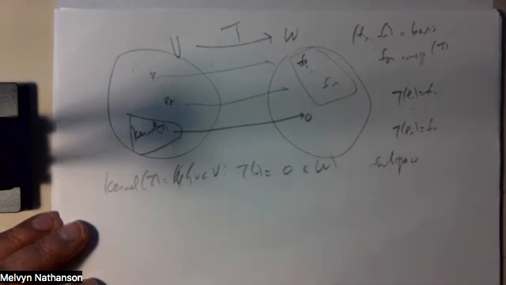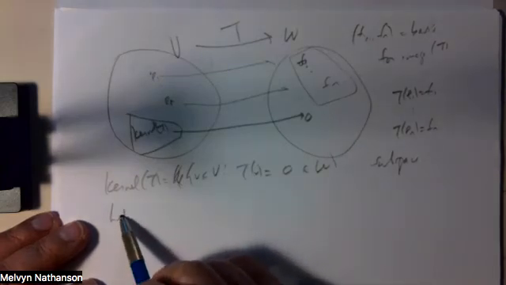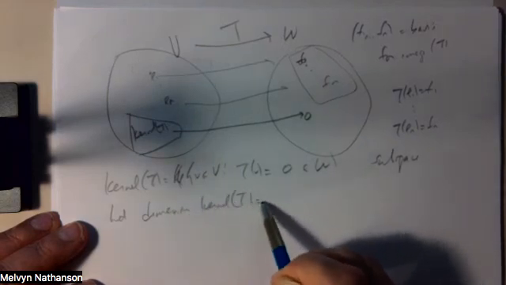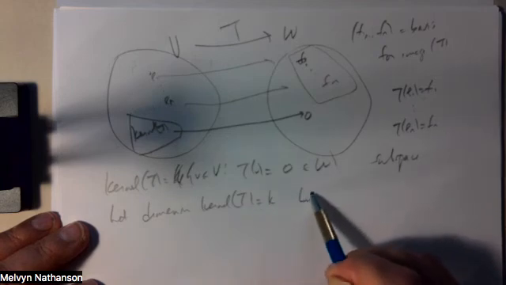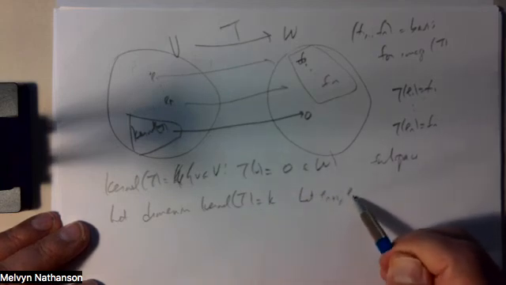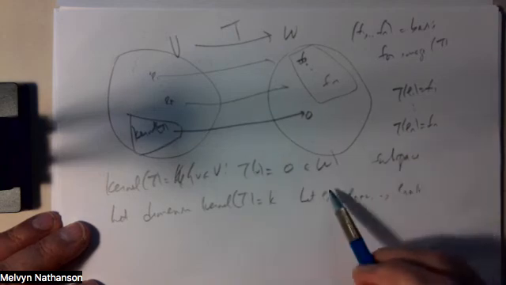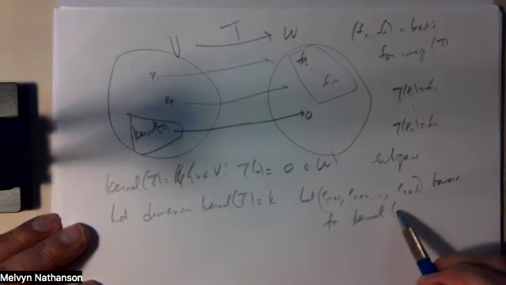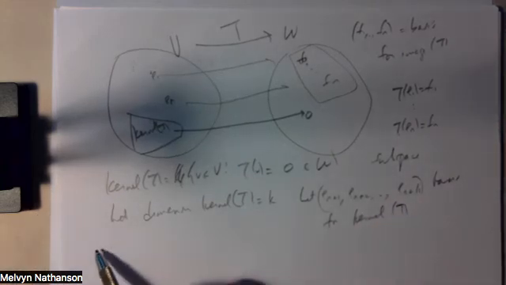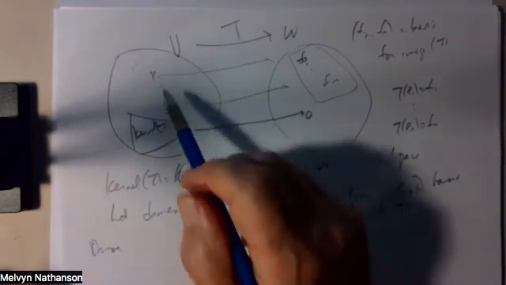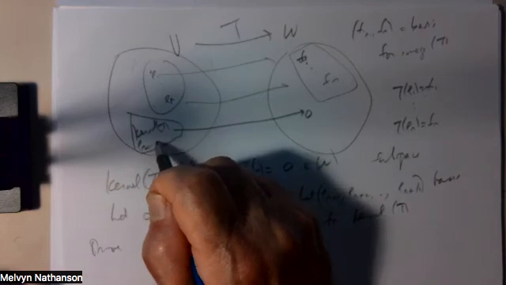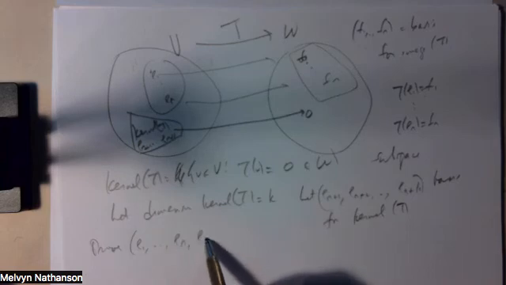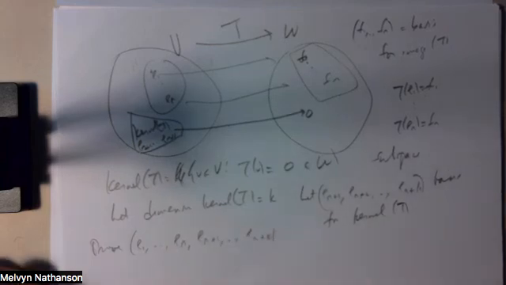So it has a basis. Let's say the dimension of the kernel of T is K, and let E_{R+1}, E_{R+2}, up to E_{R+K} be a basis for the kernel of T. Then I want to prove that if I take these R vectors and then these K vectors, E_{R+1} up to E_{R+K}, the set of R+K vectors is linearly independent.